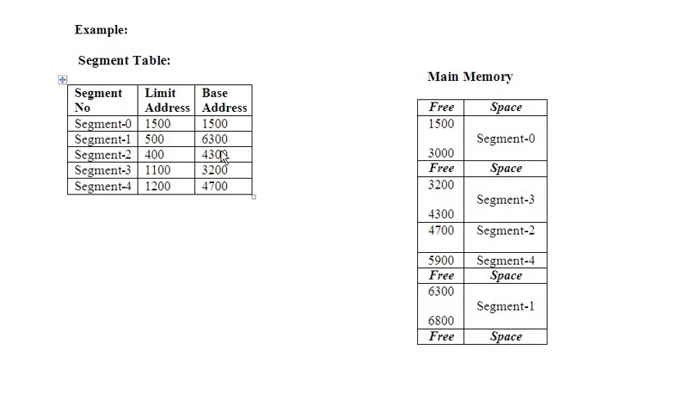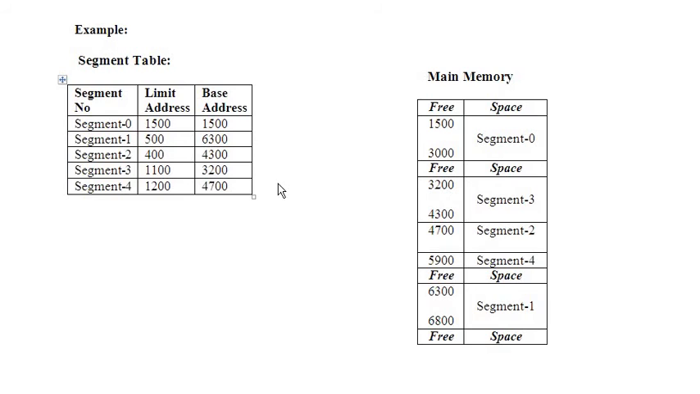Now we have to find out the next memory location. Here I have the next one, which is 3200. Next to 3000 is 3200, so it should have started at 3000, but we have a free space of 200 KB or MB here. It starts from 3200, and we add the limit, 3200 plus 1100, which is 4300. So the segment that fits in here is segment 3.